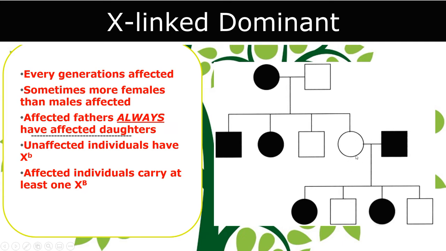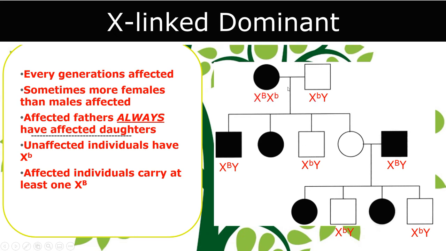If she had even one of these, the sons would probably have gotten it. So once you establish that it's an X-linked dominant, you know the unaffected individuals are going to have X little b if they're female, or X little b Y if they're male. So the easiest ones to label are the males. Diseased males will have X big B Y. Unaffected males will have X little b Y.